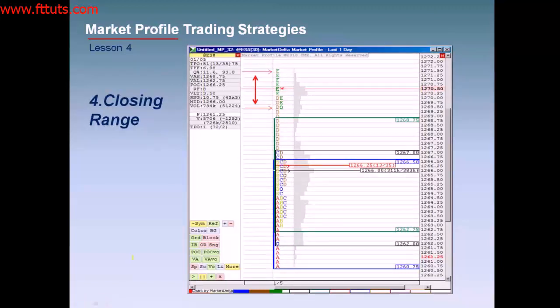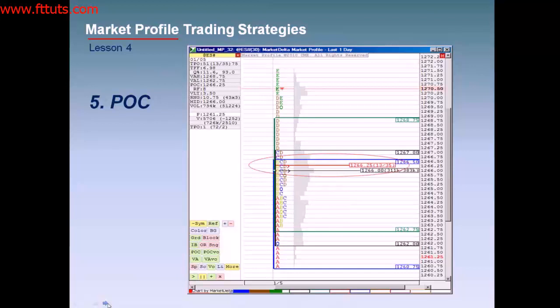Now, the closing range. The closing range is really the final period in the session that you see. In this case, our final period is the letter E, and so the range for this period extends from this value here, which is at about 1269.50, all the way up to 1271.50. So once again, our closing range is the E period, and it's defined by those two key parameters. So now you've been able to identify the open range, the closing range, the value area, and the initial balance.